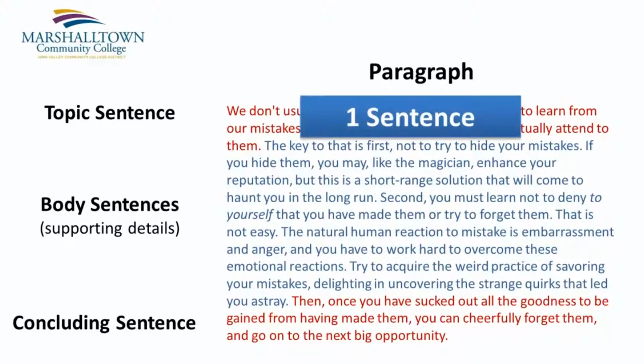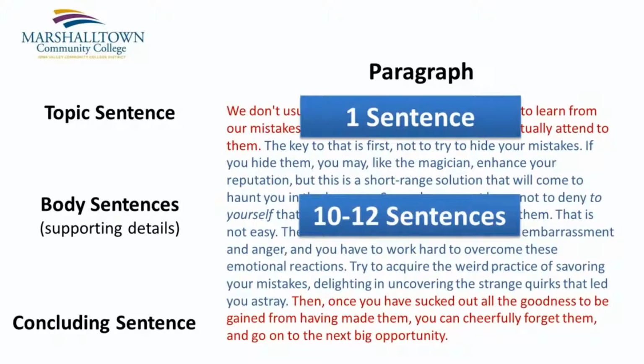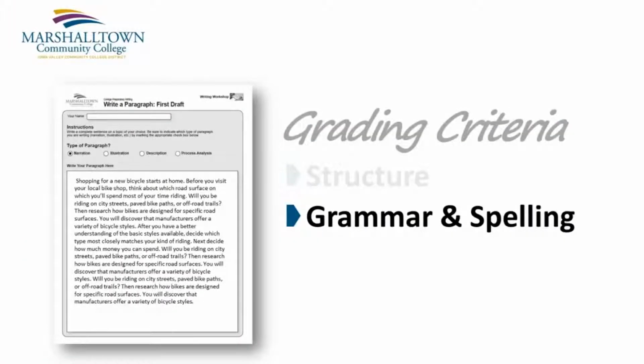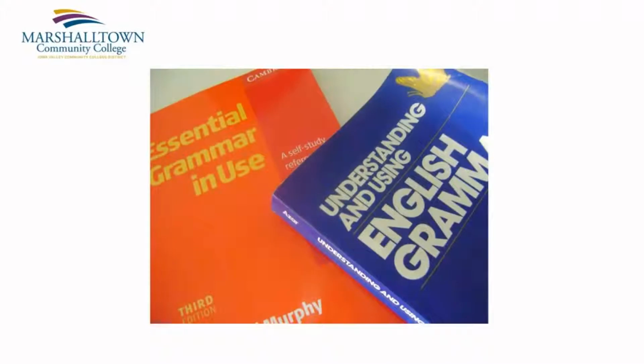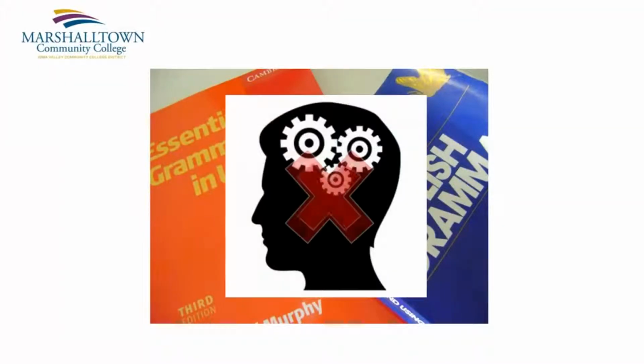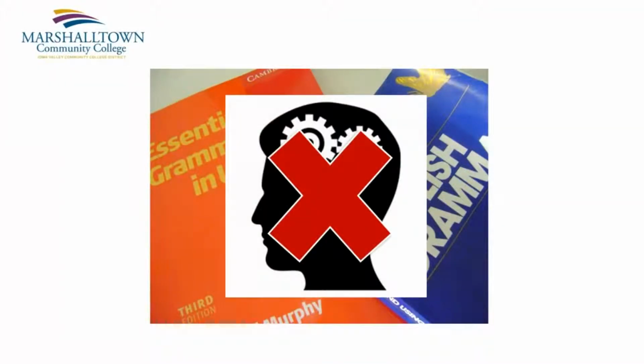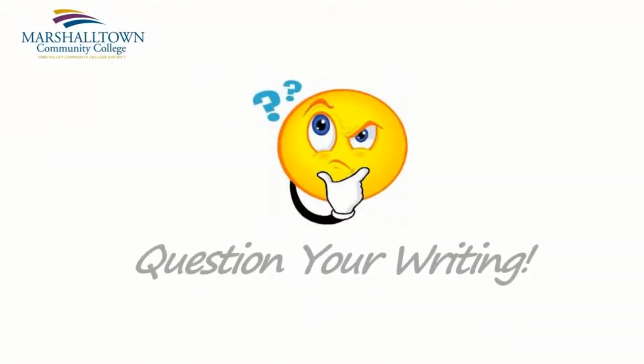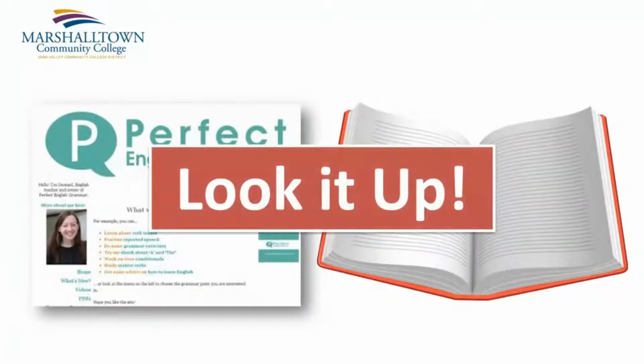The total length of your paragraph should be somewhere between 12 and 14 sentences. That's 1 for the topic sentence, 10 to 12 for the body of your paragraph, and then 1 for the concluding sentence. I'll also be looking at your paragraph for proper grammar and spelling. Keep in mind that I never expect my students to memorize all of the English grammar rules for spelling and punctuation, but I do expect my students to be inquisitive enough to question whether something is right or wrong in a sentence, and then look up the answer online or in a grammar textbook.